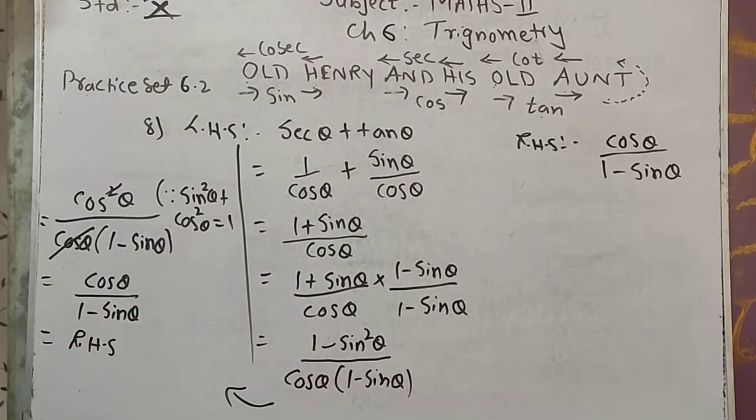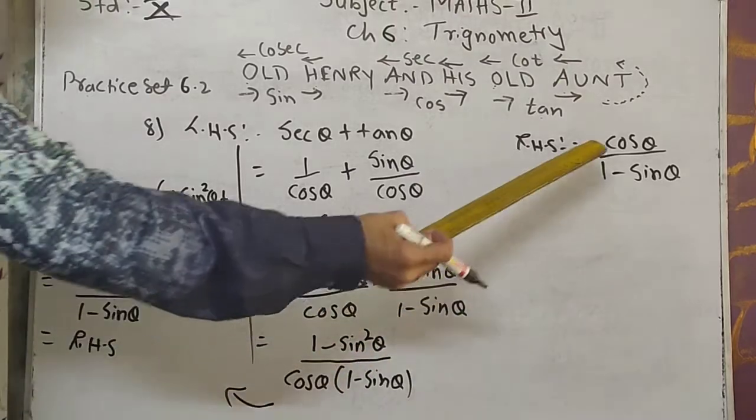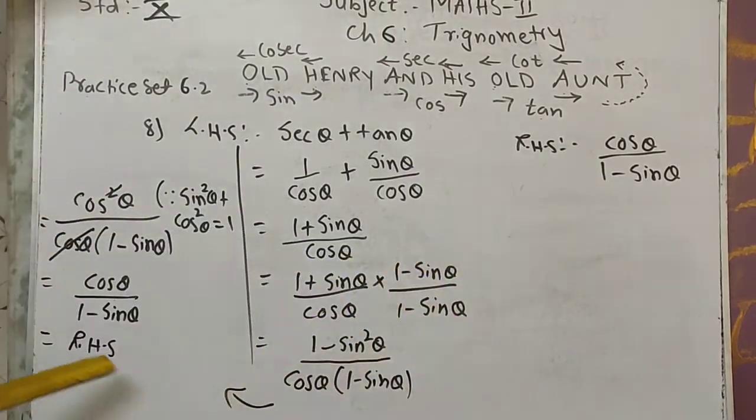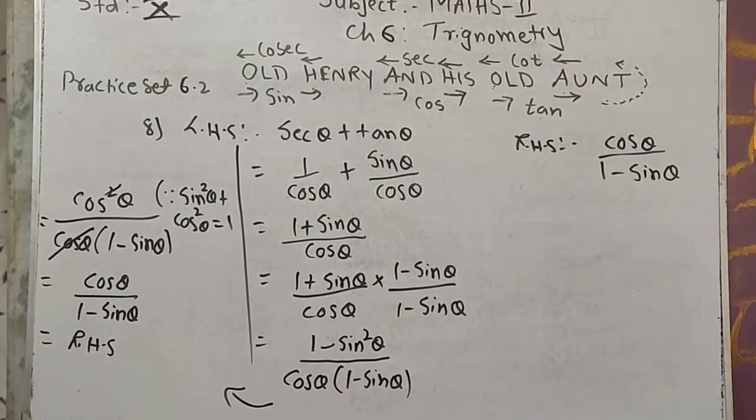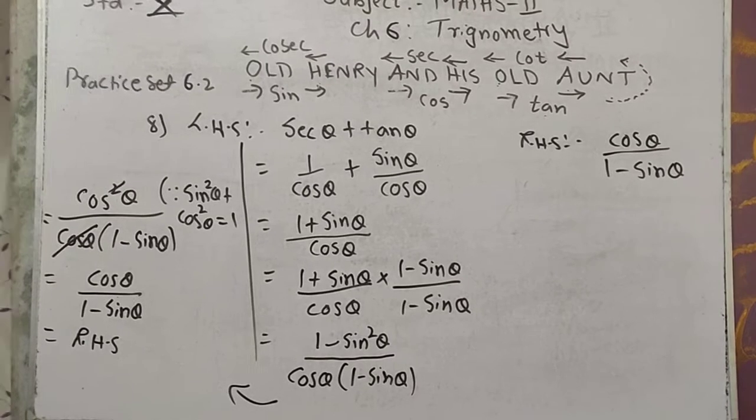See, very easily we got the answer. Right hand side is cos theta upon 1 minus sin theta. Here also you got cos theta upon 1 minus sin theta. Please copy it down.